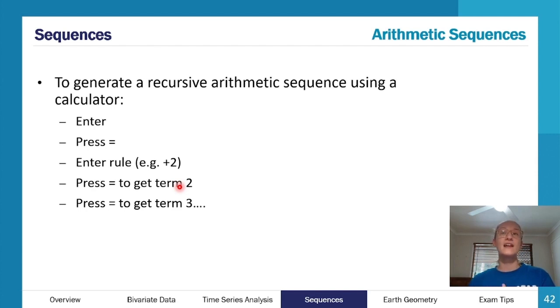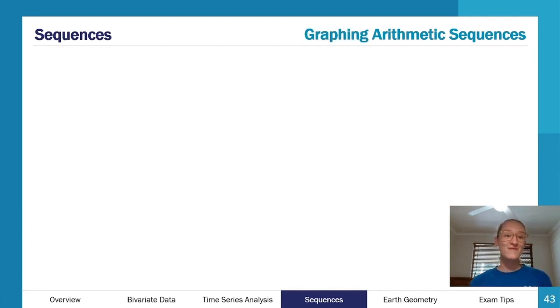And because your calculator knows that you want to make a sequence, it's going to keep doing this the more you press enter. So you press enter again to get term 3. You press enter again to get term 4. And you just go on and on. If you keep track of how many times you've pressed enter, it can help you find a term further on in the sequence, which is really helpful.